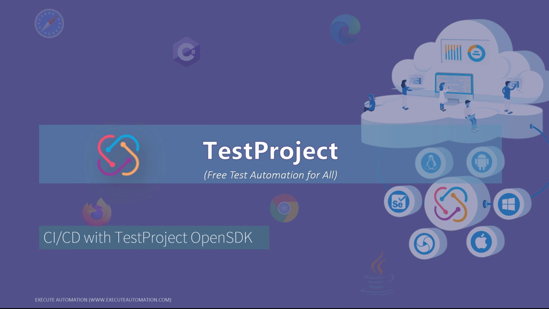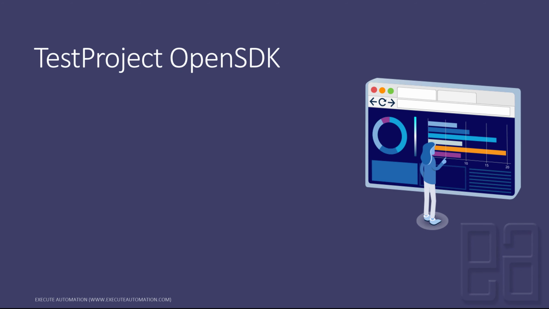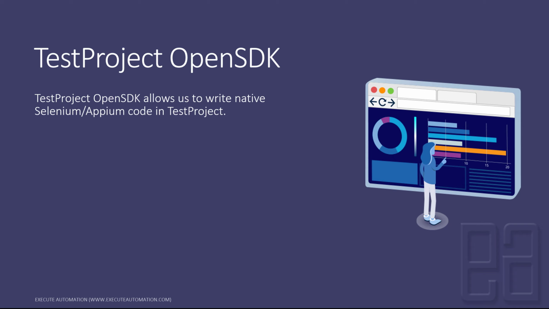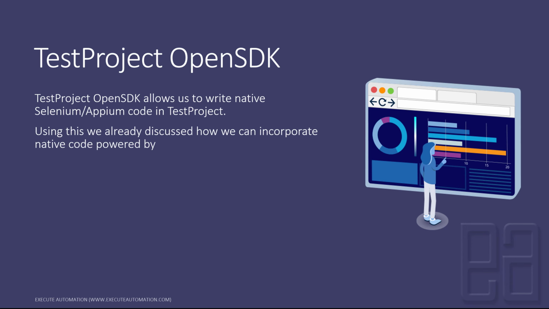And today we're going to talk about continuous integration and continuous delivery with TestProject OpenSDK. This is one of the coolest new features released by TestProject, which allows us to write native Selenium Appium code in TestProject. We already discussed it a lot, and in our earlier video, we also discussed how we can incorporate native code powered by Selenium Page Object Model on Cucumber, extent reporting, and TestNG in a much easier fashion.